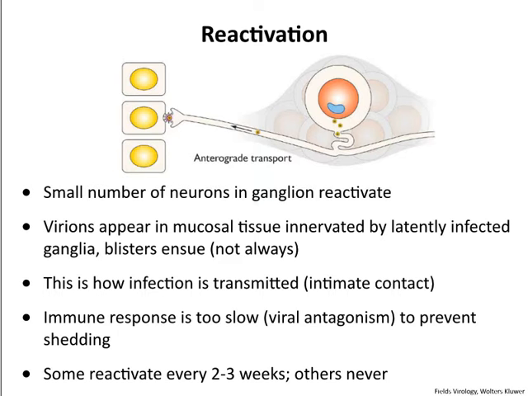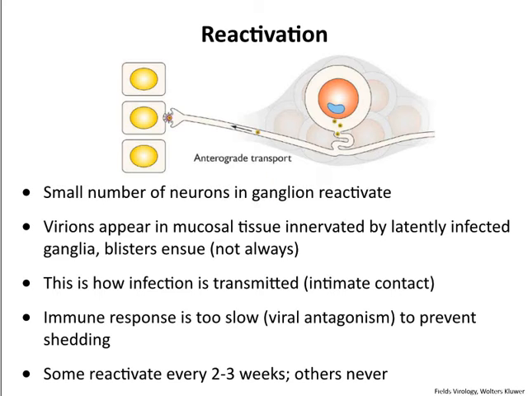And as I said, not every reactivation, which is what this process has caused, causes disease. So you can spread virus unknowingly. And when you get blisters, they are in the area innervated by the latently infected ganglia. And the immune response eventually kicks in, but it's too slow to prevent shedding. By the time you have reactivation and virus produced here, it's too late. And then eventually the immune response will suppress infection, but by then you've already spread the virus.